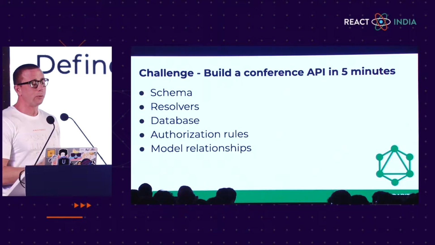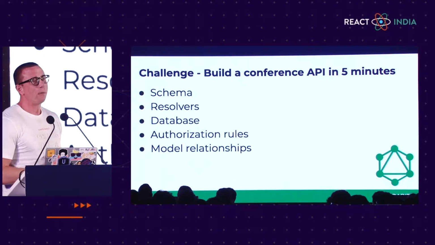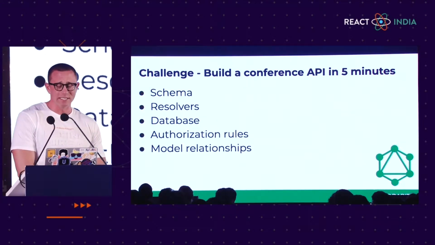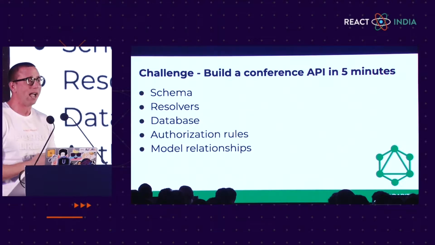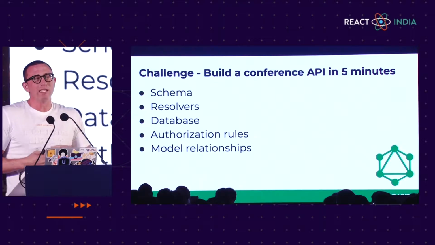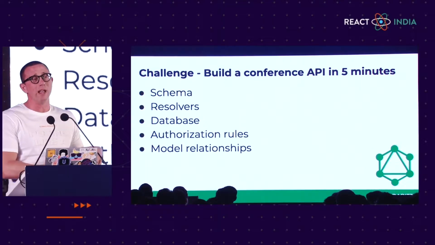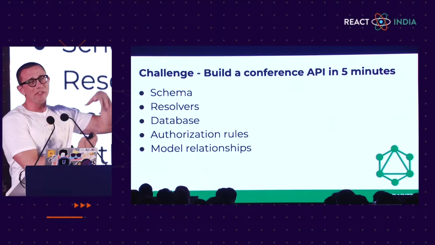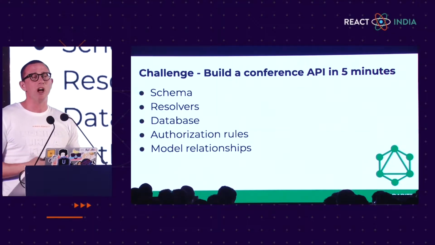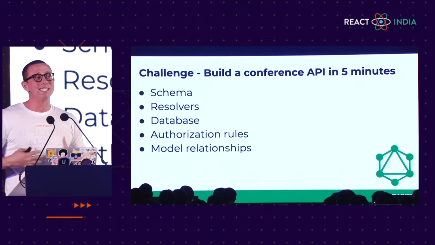So those are the three directives, and the challenge that I want to have before I get into the actual projects that I've built with this is how can we build a conference API in 5 minutes? We want to build not only the schema, but we actually want to really deploy the database. We want to deploy all of the resolvers. We want to model out the entire schema, and we want to apply authorization rules as well to that. And we also want to kind of have a way to test this locally.